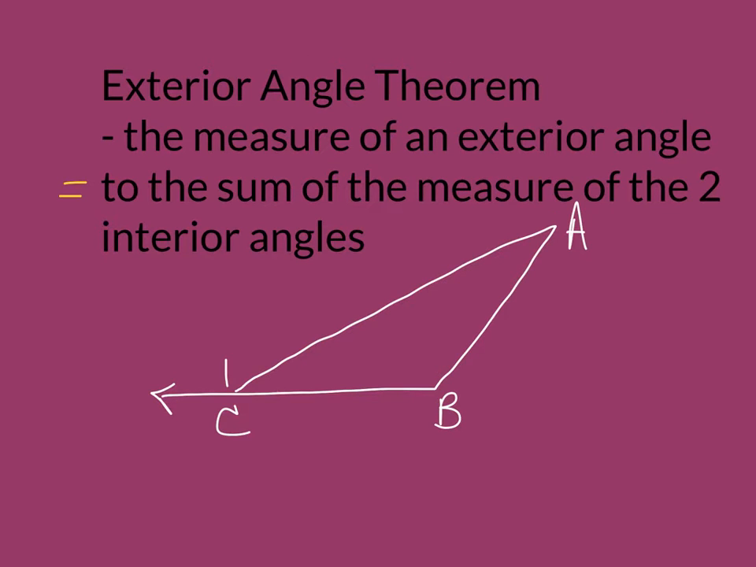Okay? The exterior angle theorem just tells us that the measure of an exterior angle is equal to the sum of the measures of the two interior angles. And so when I'm talking about these interior angles, I'm talking about this angle A right here, and this angle right here. These are what we call remote interior angles.